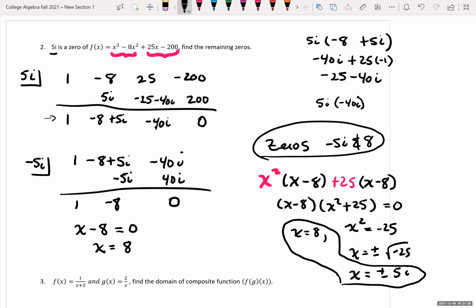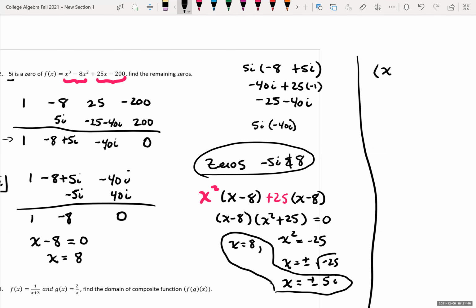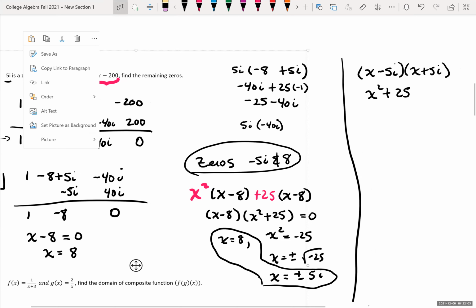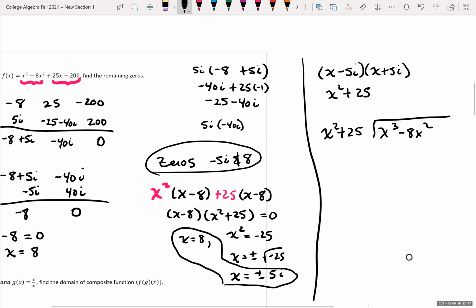There was one other way that you could have approached this, where we could have looked at our factors. So 5i was a 0, x minus 5i is a factor. We also know that x plus 5i is a factor. If we distribute this out, difference of squares, this is x squared plus 25. Then we could have used long division here. And so using long division into this x cubed minus 8x squared plus 25x minus 200.